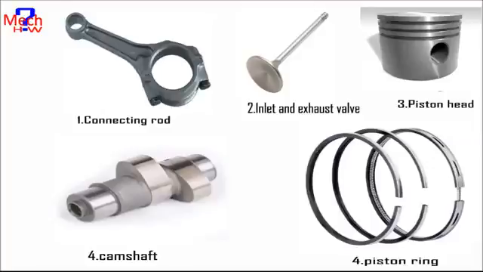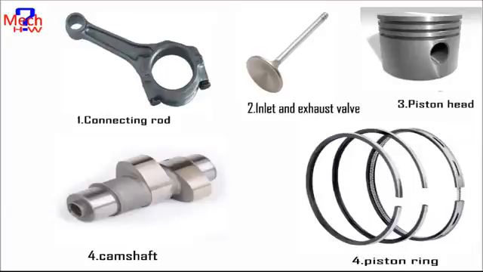8. Connecting rod. It interconnects the piston and the crankshaft and transmits the gas forces from the piston to the crankshaft. The two ends of the connecting rod are called the small end and big end. Small end is connected to the piston by the gudgeon pin, and the big end is connected to the crankshaft by the crank pin.